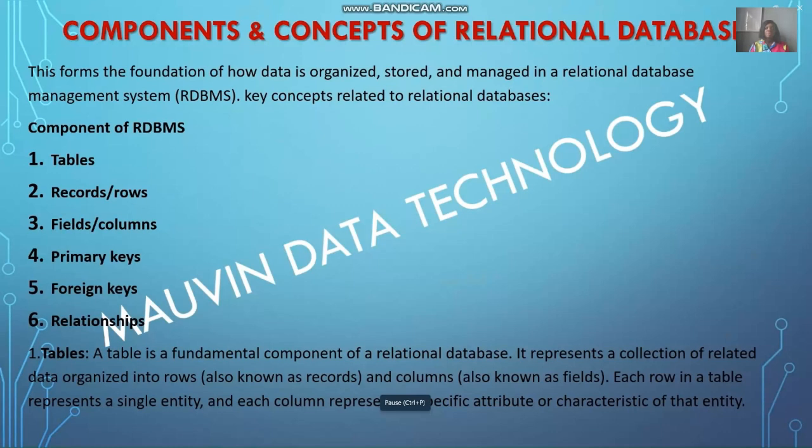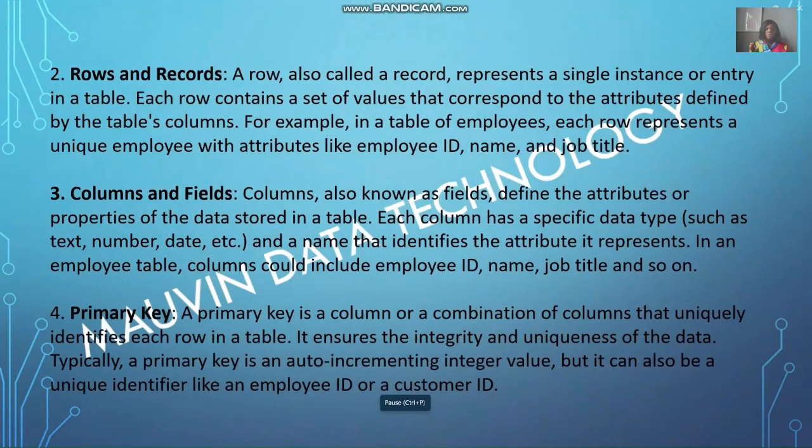A table is a fundamental component of a relational database. It represents a collection of related data organized into rows and columns. Let's look at row. A row is also called a record, which represents a single instance or entry in a table. Let's look at column. A column is also known as a field. It defines attributes or properties of the data stored in a table.